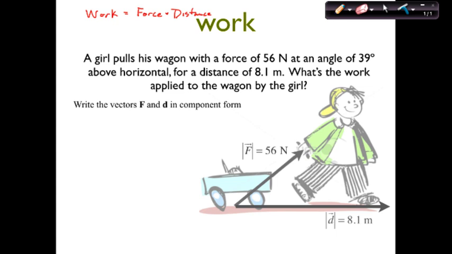So the first thing I want you to do is write vectors F and D in component form. If you have the standard, positive X is to the right, positive Y is up. Can you write those F and D in component form, first of all? Could you do that? Hopefully that's something we can all do at this point.